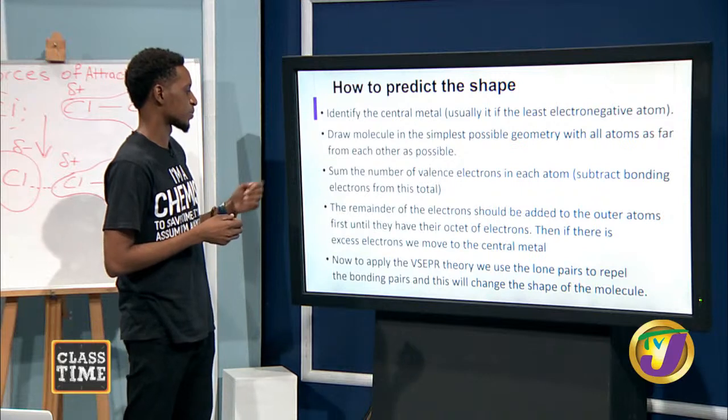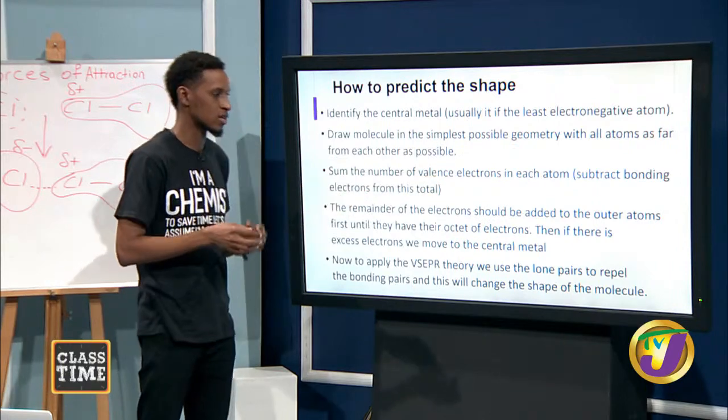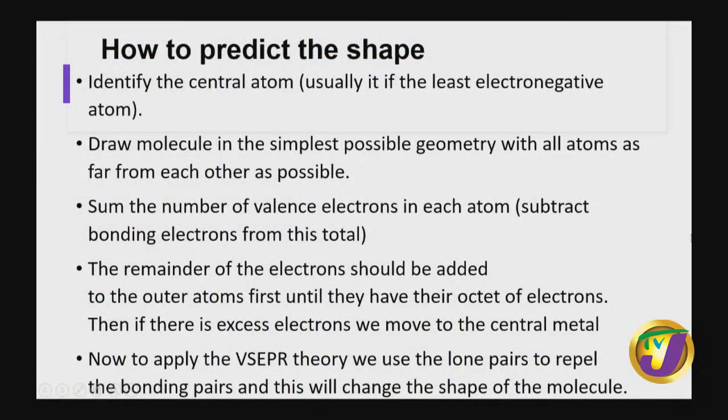The next one says we should then sum the number of valence electrons in each atom. And then once we sum that and we get our total, we should subtract the number of bonding electrons from the total, because the bonds have electrons in them. So we'll subtract that total from the total valence electrons. It might not seem very clear now, but when we work on an example, you'll see what I mean. Just ensure that you write down these steps.